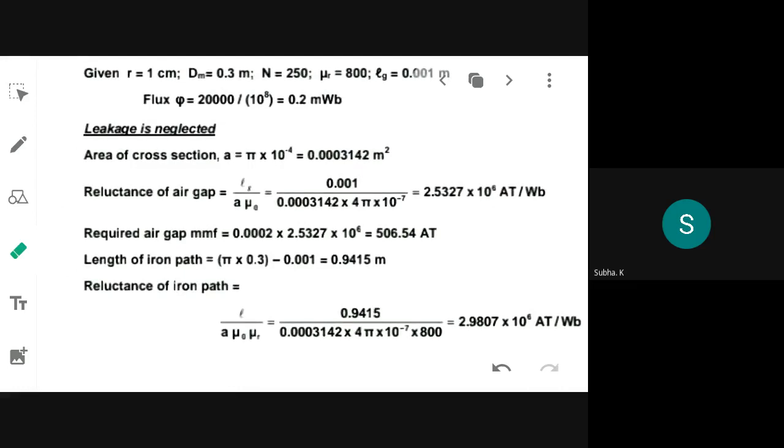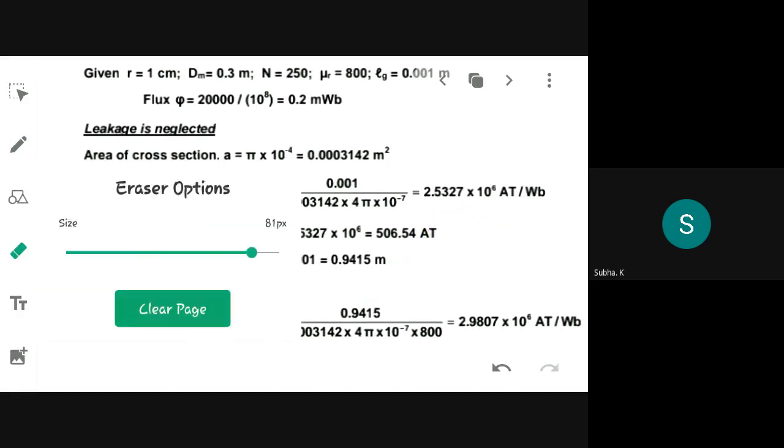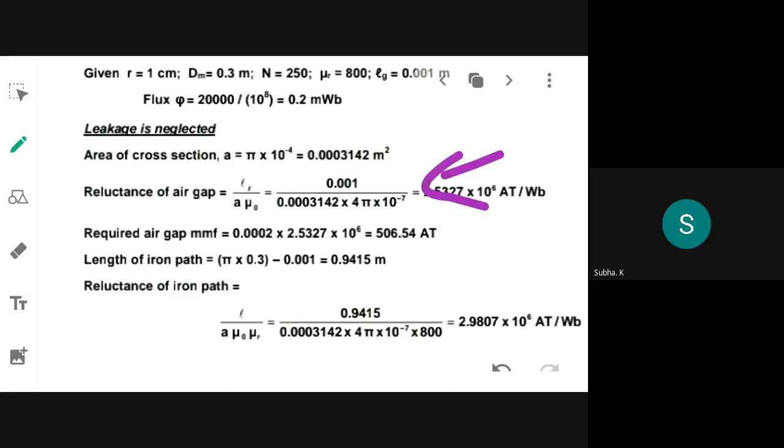I need to find out the air gap MMF. I need to find out the iron path MMF. Then you sum it up. That will be your total MMF. Then I can consider the two cases when the leakage factor is 1 and when the leakage factor is 1.11. Just now I have finished calculating the reluctance of the air gap. The answer you have got is like this. So reluctance is known. So how can I find out MMF of air gap? What is the formula?